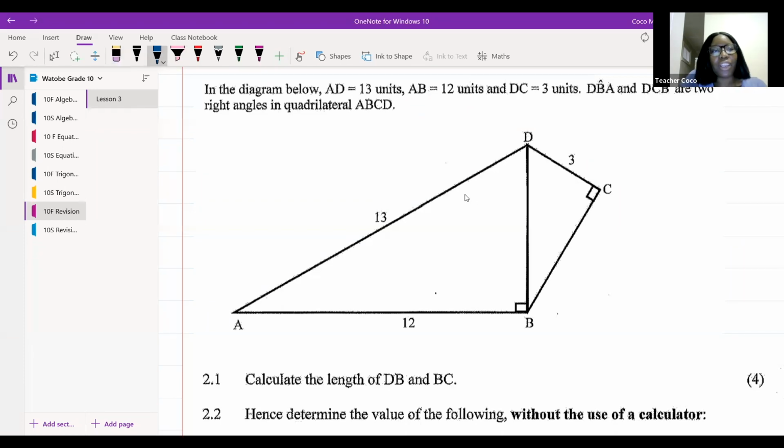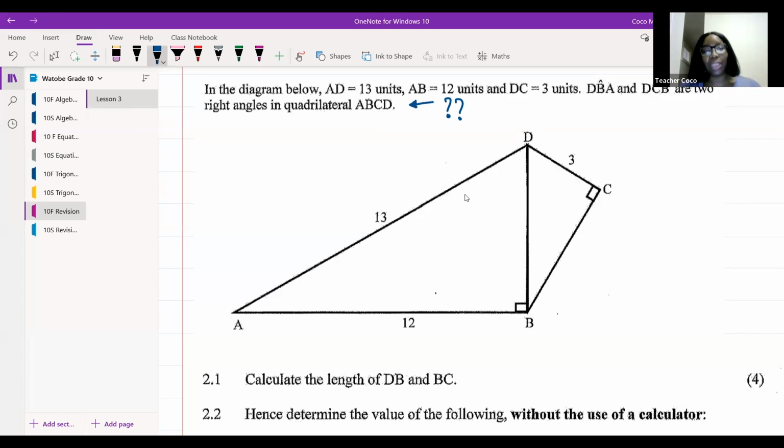When you are given information up top the diagram, what do we need to do? Please tell me in the chat. What do we need to do with the information atop the diagram? That's it, Unati. We need to read it. Good. Please don't forget this, guys.